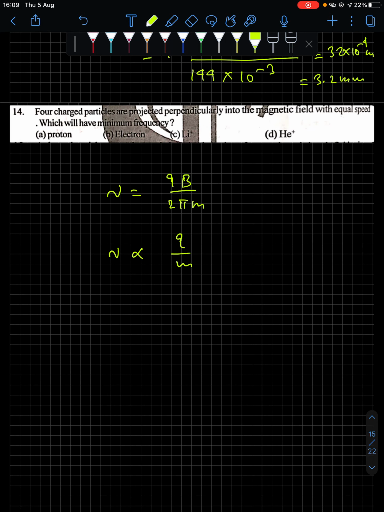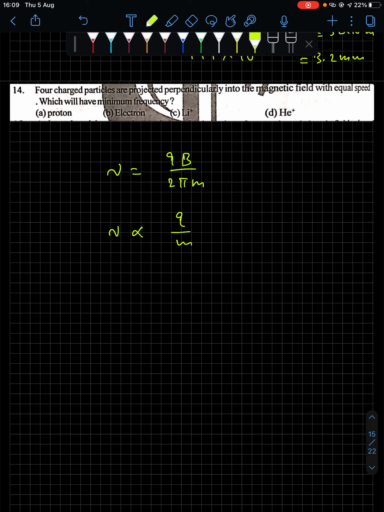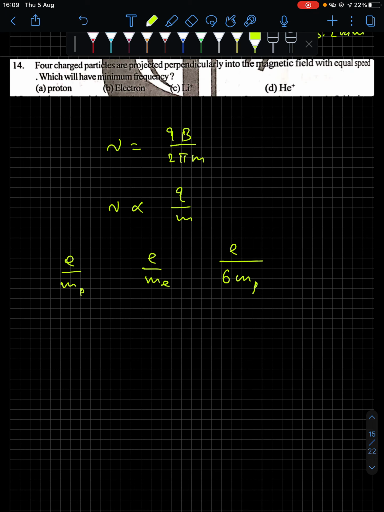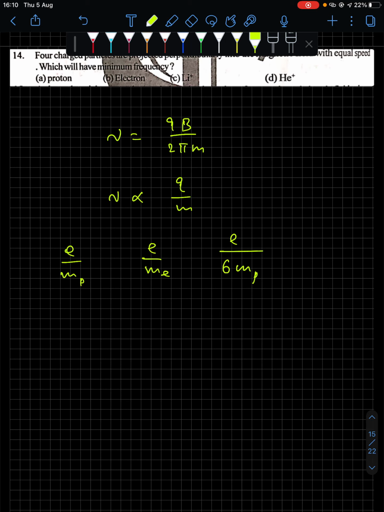Now, four charged particles. In the given option, you see proton, electron, lithium plus and helium plus is given. So for Q by m, for proton it will be E by mp. For electron it will be E by me. For lithium plus, it will be E by 6 times mp, isn't it? In lithium 6 nucleus, what do you have? You have three protons and 3 neutrons. And then you have helium plus, which is alpha, E by 4 mp. In alpha particle, that is helium nucleus, you have 2 protons and 2 neutrons.